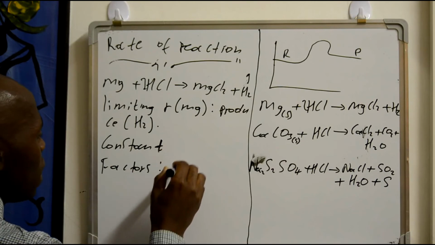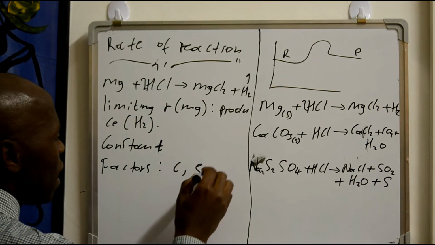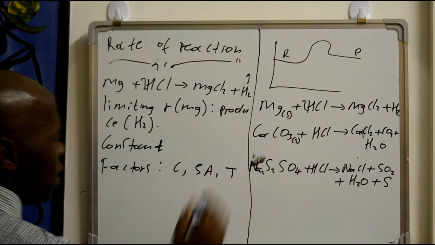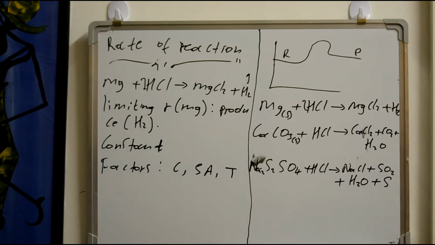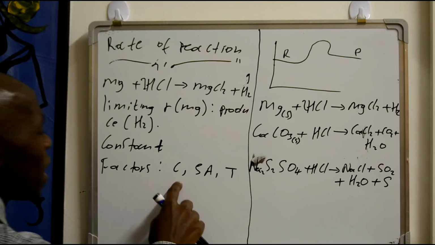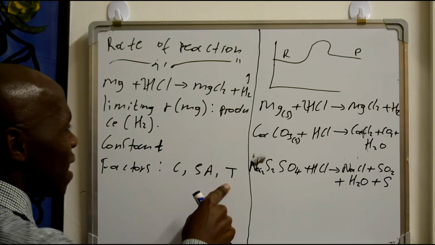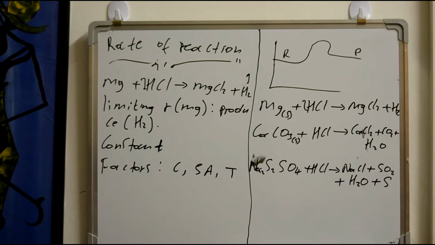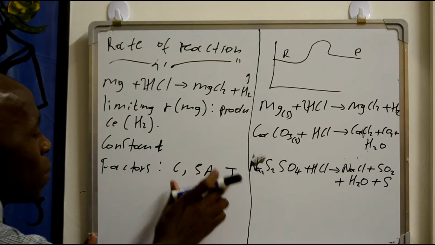as factors the concentration, the surface area and the temperature. Those are the three factors, not the volume. If volume is not part of it. As factors they affect only a reaction rate. They don't affect the heat of the reaction. That means they don't have anything to do with the product.